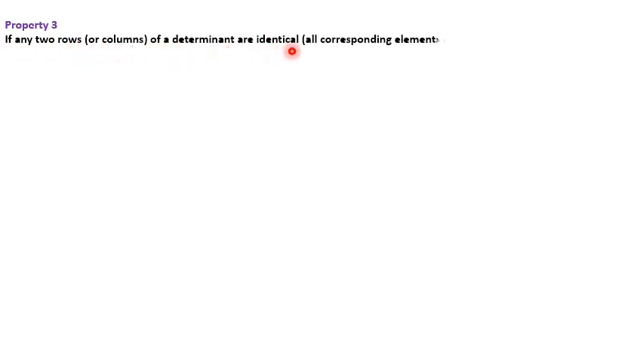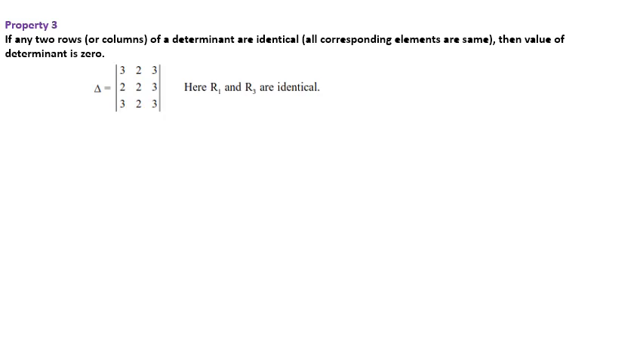Property number 3. If any two rows or columns of a determinant are identical, means all corresponding elements are the same, then the value of the determinant is 0. Consider a determinant, delta is equal to 3 2 3, 2 2 3, 3 2 3. When you observe this determinant, the first row and the third row are identical. R1 and R3 are identical.